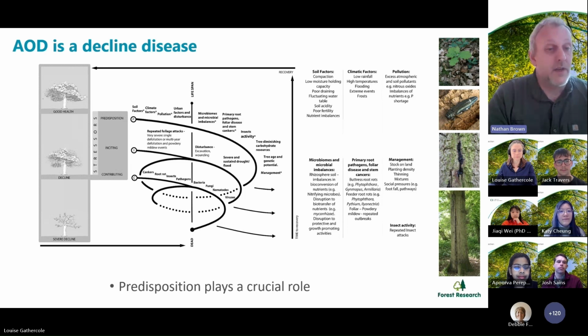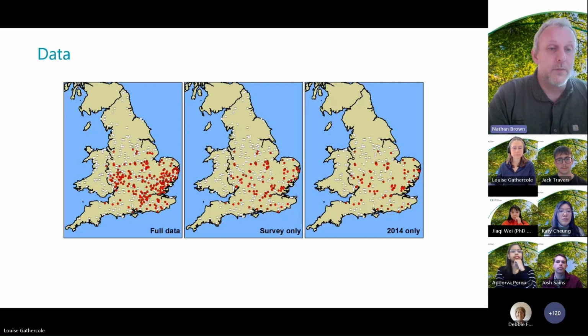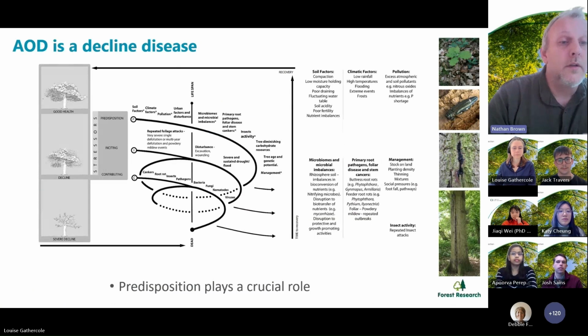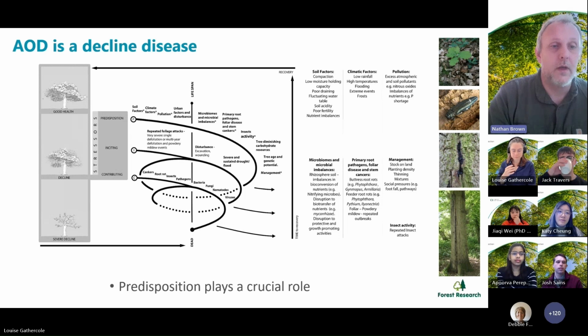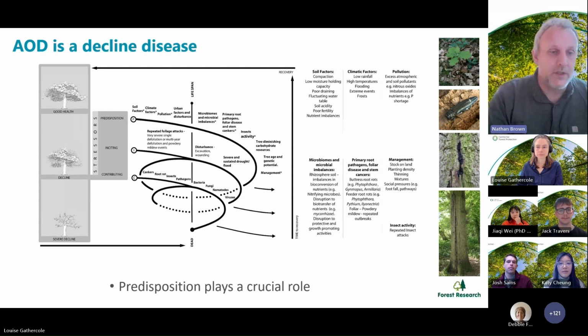Then a second stage where inciting factors, these are more one-off events, so particularly severe drought year, particularly hot temperatures, or storm damage can cause a tipping point before finally these contributing factors, the bacteria and the beetles, can move in on susceptible trees. So predisposition here is thought to have a crucial role. So this was our sort of driving force between looking at the distribution and seeing if there are links to the environment.